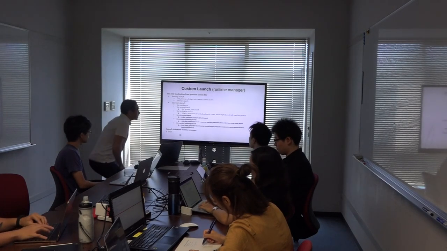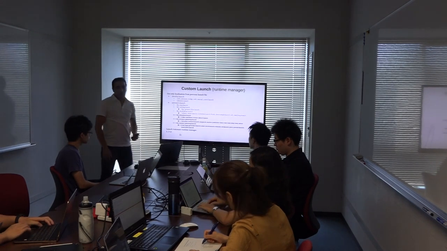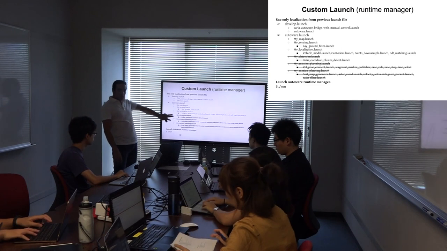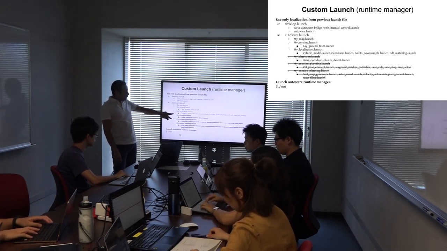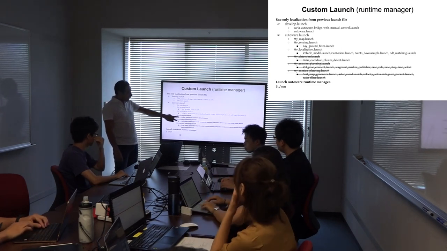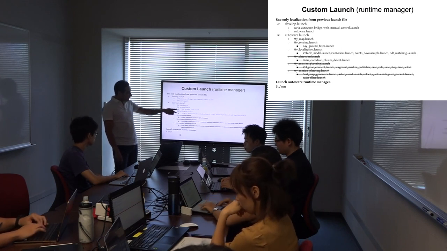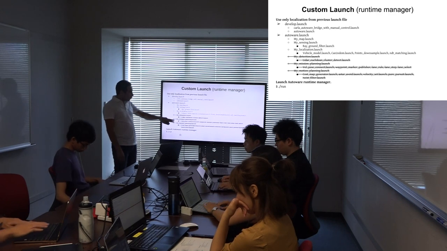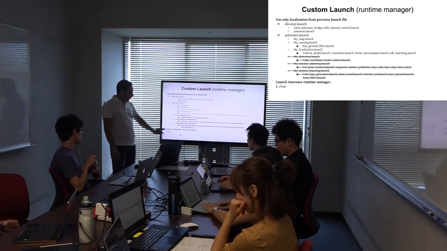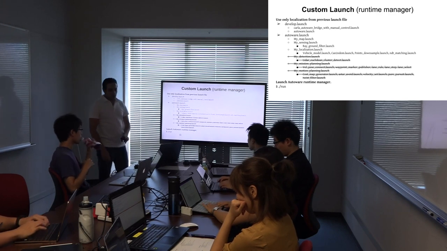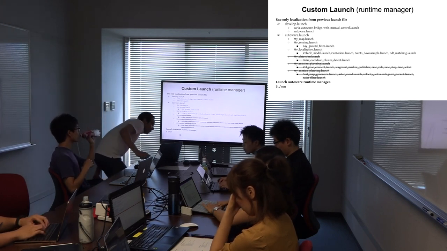Now, let's do the custom launch. In the custom launch, I will disable these. I don't want detection. I don't want the ray ground filter. I don't want mission planning. We will try to use the Autoware runtime manager. So I will show it step by step.